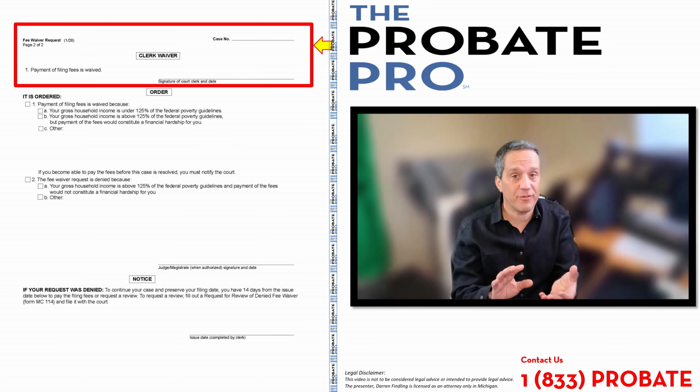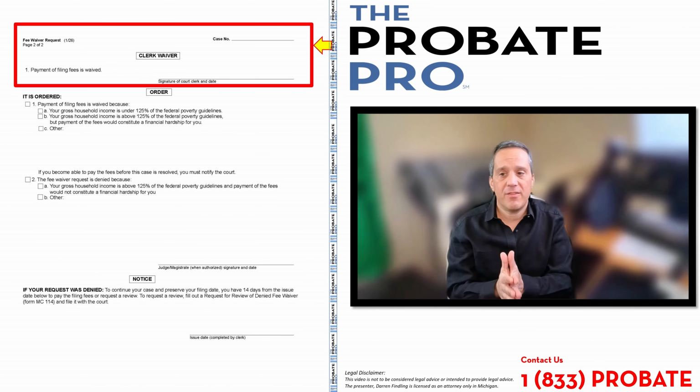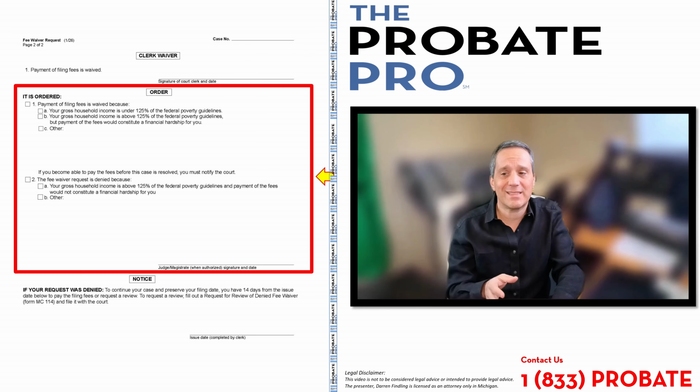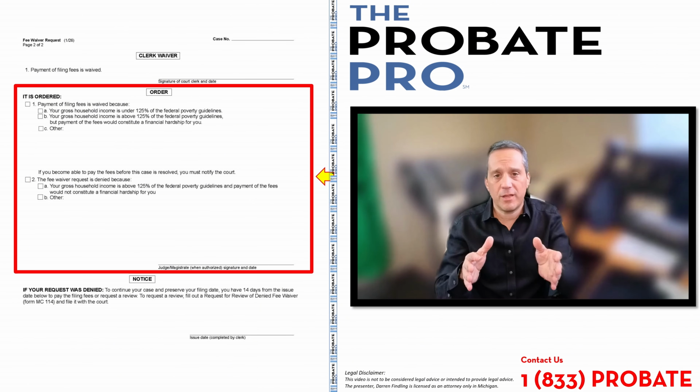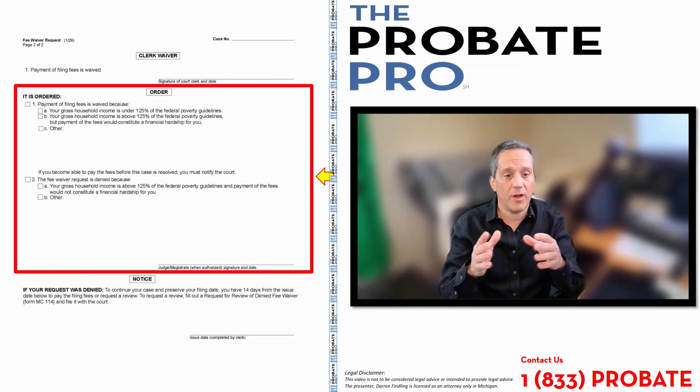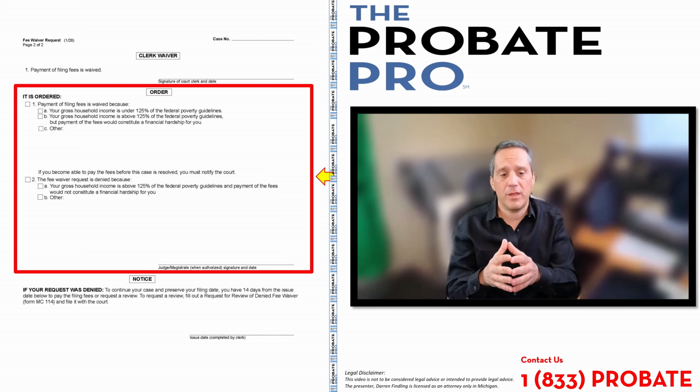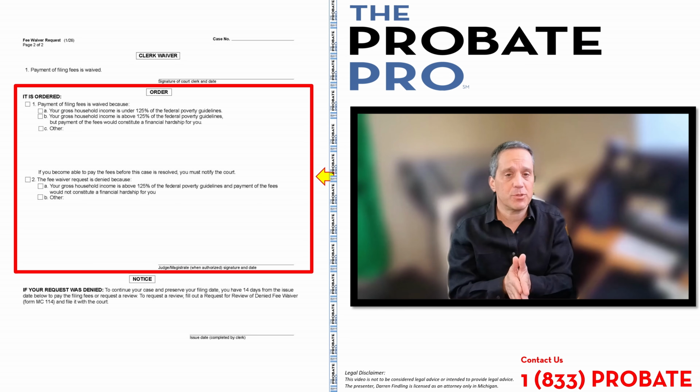On page 2 of the document, it has a spot for the clerk of the court. This is not a section that you're filling out, but rather the clerk is identifying that they're approving the waiver request. And then there's a court order section below it that identifies that there's been a finding that there's a waiver because the gross household income is under 125% of the federal poverty guideline, which is kind of the definition of indigency, or if it is above, but the payment of the fees would constitute a financial hardship. So really an opportunity for either you to be identified as indigent, or if you're over 125%, but you have other reasonings for the request, that you'd identify it in subsection 1B.